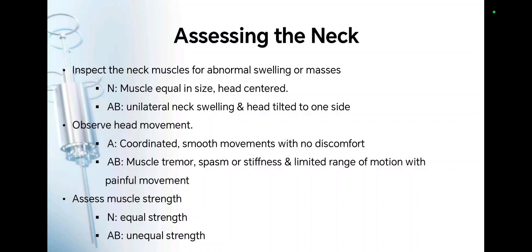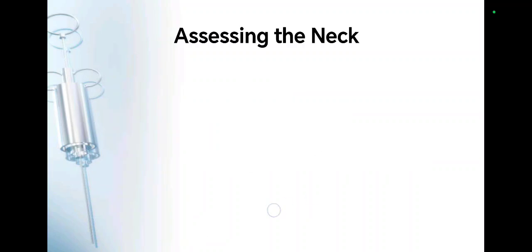It may be abnormal if there is a presence of muscle tremor, spasm, stiffness, or limited range of motion. Assess also the muscle strength of the neck by asking the patient to move in different directions and then provide resistance against it. By that, you can check the muscle strength of the patient.